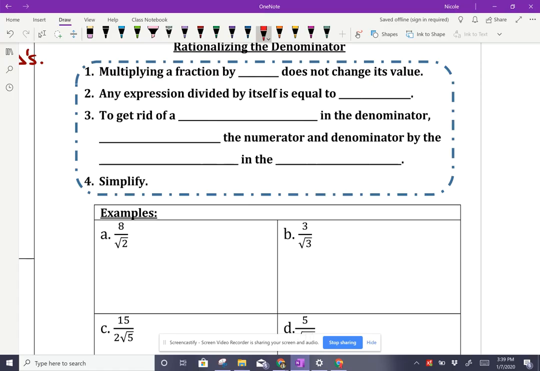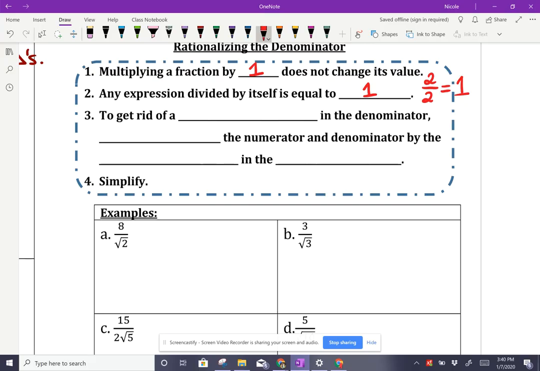The first one is multiplying a fraction by 1 to change its value. 1 times anything is itself, so an expression divided by itself is also equal to 1. That's saying something like 2 over 2 is equal to 1. Is it not? Right, it is.